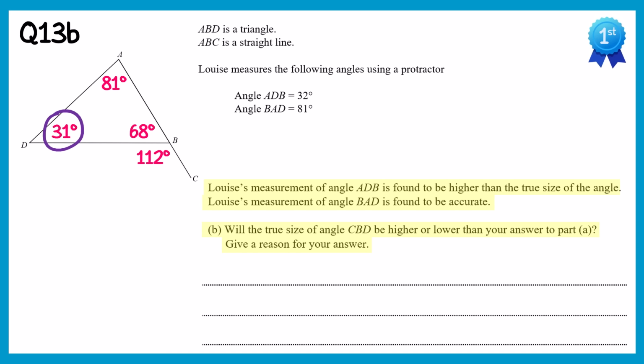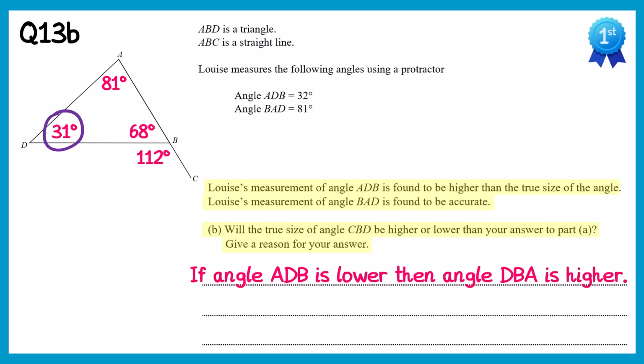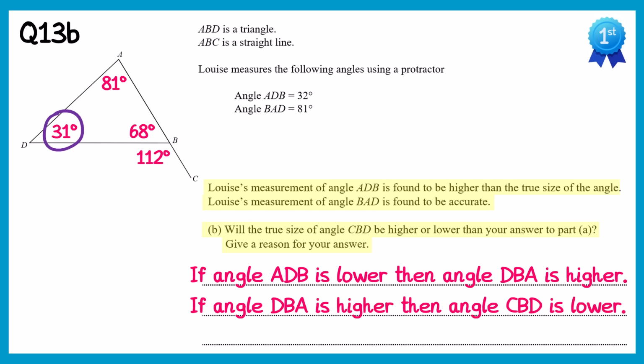Then we just need to give our reasons on the answer, so we could say that if angle ADB is lower, then angle DBA is higher, and if angle DBA is higher, then angle CBD is lower. So our answer is that the true size of angle CBD is lower.